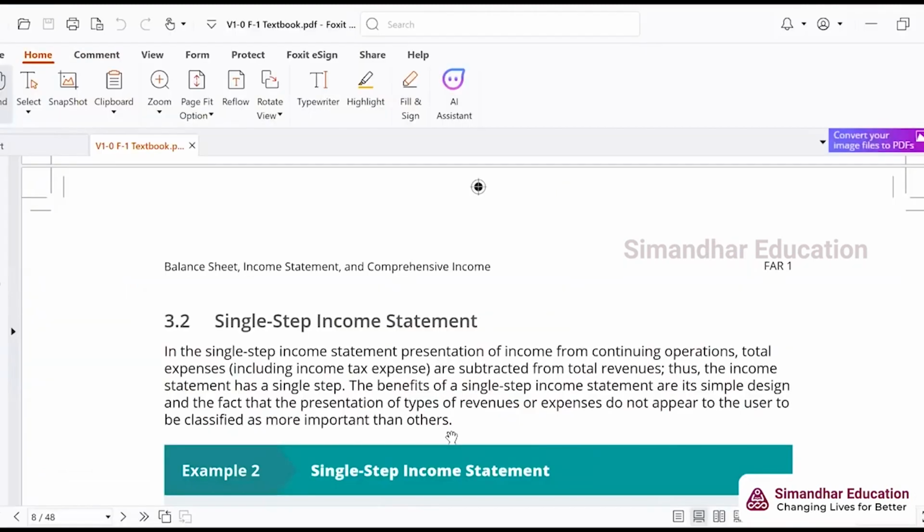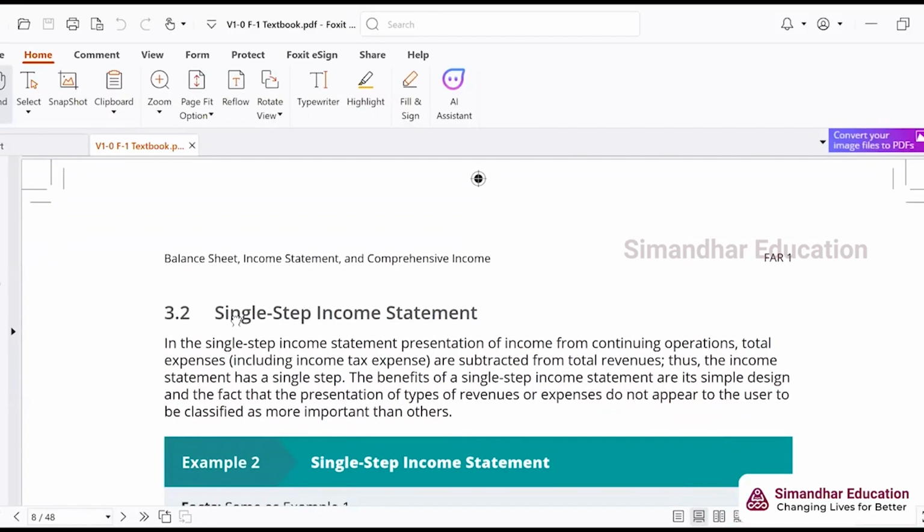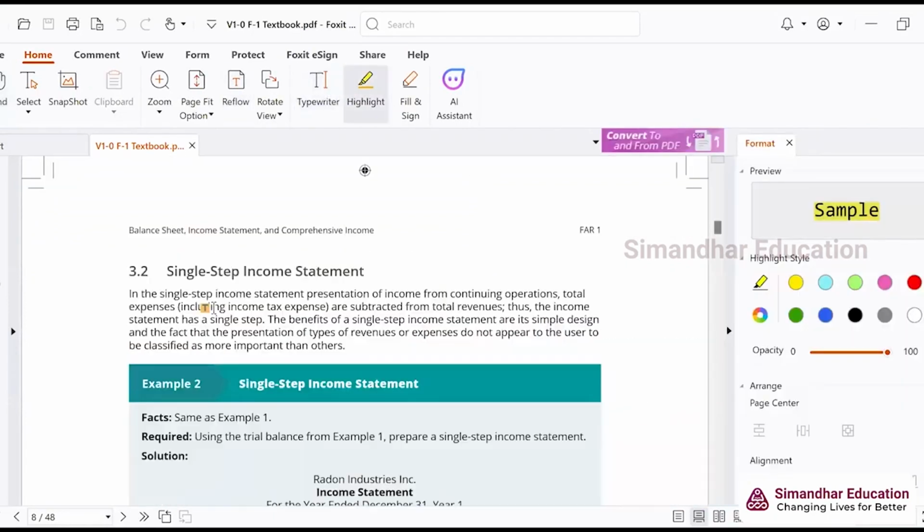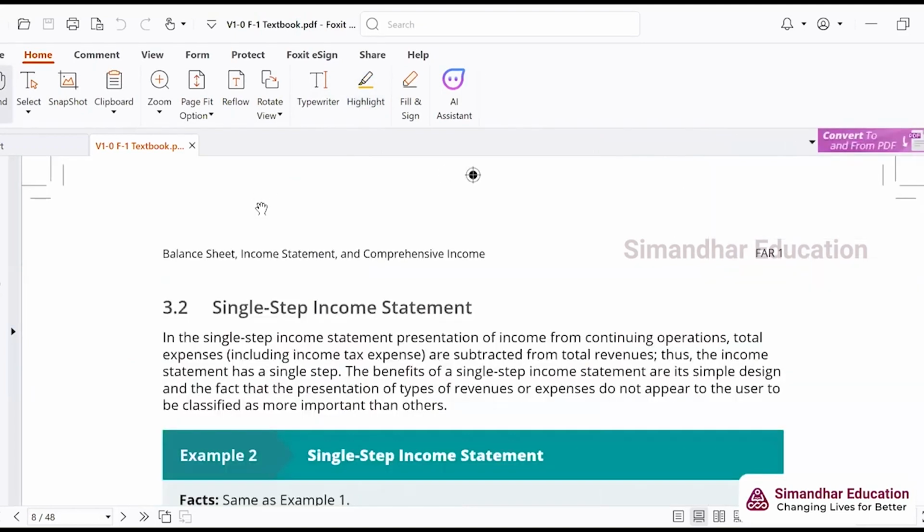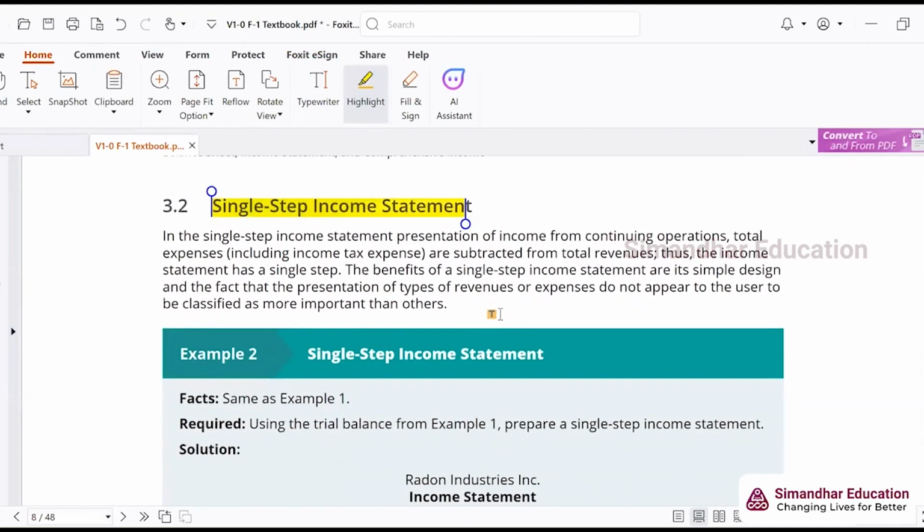Okay. Yesterday we spoke about the multiple step income statement. Now we'll look at the single step income statement. The single step income statement is generally not followed. You will not find a single step income statement in most cases. Companies will follow the multiple step income statement only. So single step is not followed.